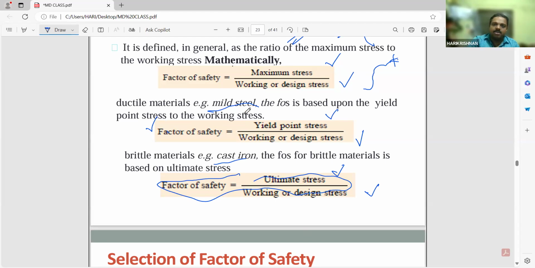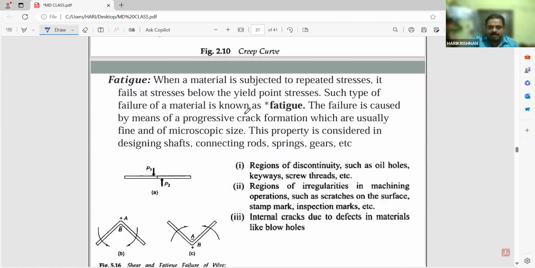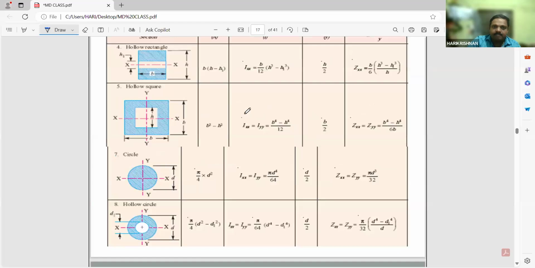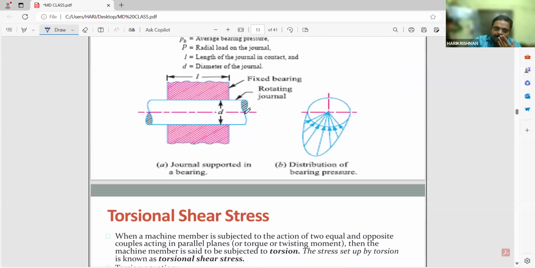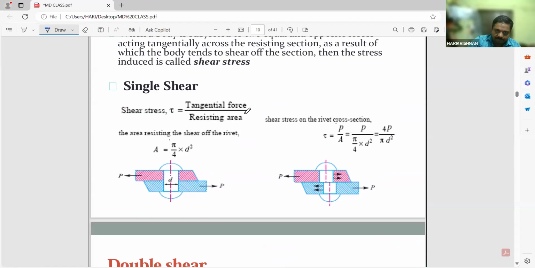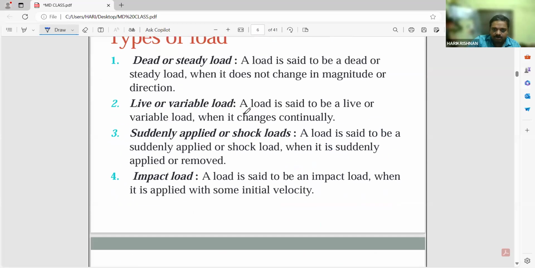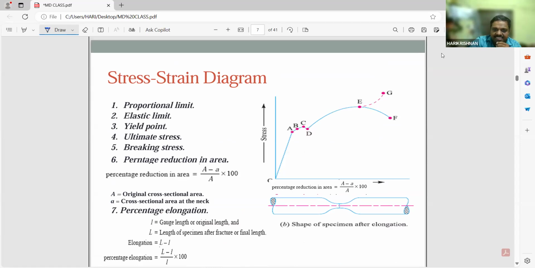If you have any concern about these things, you may see this graph, then you will understand why the definition is like this. This stress strain diagram is for a ductile material, for example mild steel. It has the elastic proportionality limit, elastic limit, and yield point. After the yield point, neck formation will take place and it will break. That is why we take yield point stress divided by working stress.